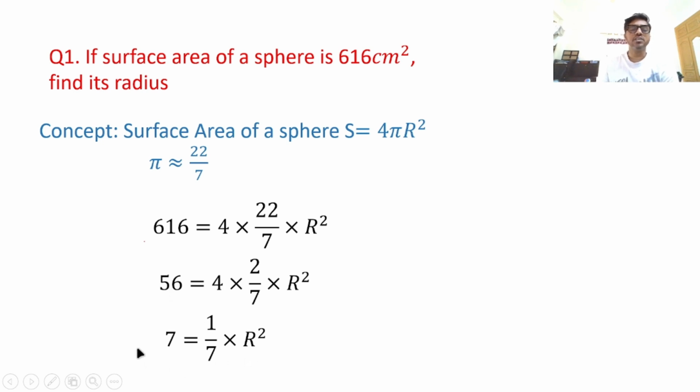Now you take the 7 to the other side. That means 7 into 7, 7 squared equal to r squared. Otherwise 7 equal to r, the radius of the sphere, equal to 7 centimeters. So that's the answer.